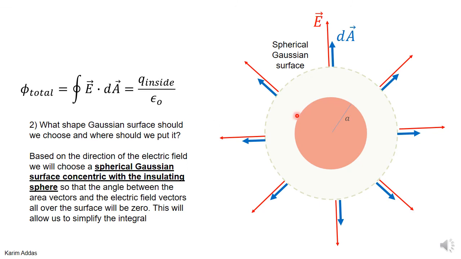Well, if we choose a spherical Gaussian surface, this dotted line represents a sphere. It's a spherical Gaussian surface. If you look at the area vectors at any point on the surface of the sphere, the area vector, which is the blue vectors, they're always in the same direction as the electric field vectors at the same point on the surface. So why is this helpful for us?